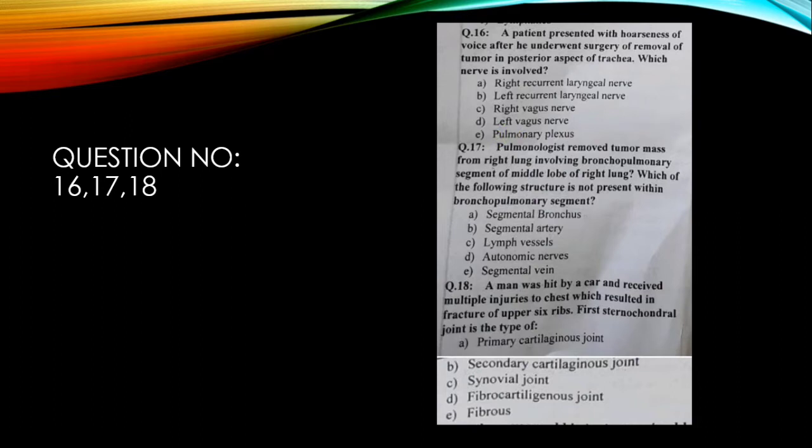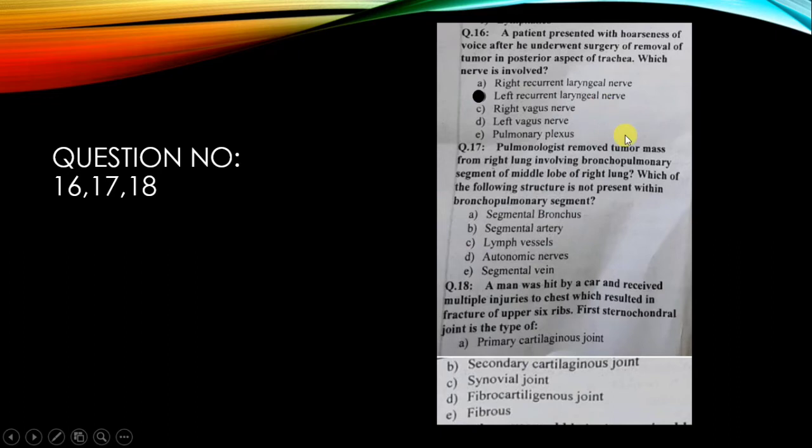In this type of surgery or in this type of question, the most commonly damaged nerve which causes hoarseness of voice is the left recurrent laryngeal nerve. Although the right recurrent laryngeal nerve can also cause hoarseness of voice, the most commonly injured nerve is the left.